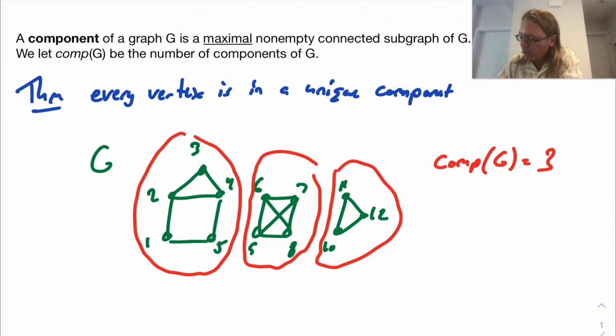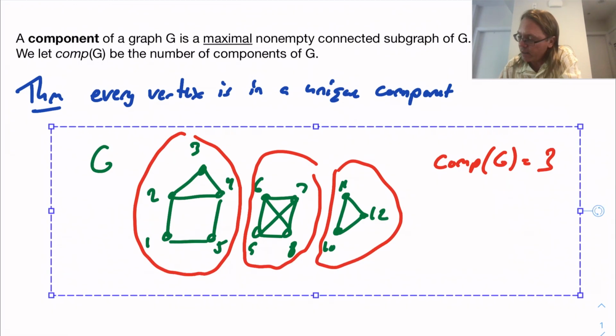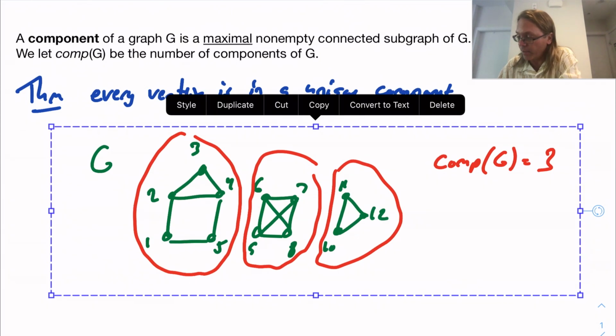So there's our picture. There's our graph G. This graph G has 3 connected pieces. It is 3 connected components. So comp of G is going to equal 3. And again, as you're seeing here, every vertex is in a unique component.